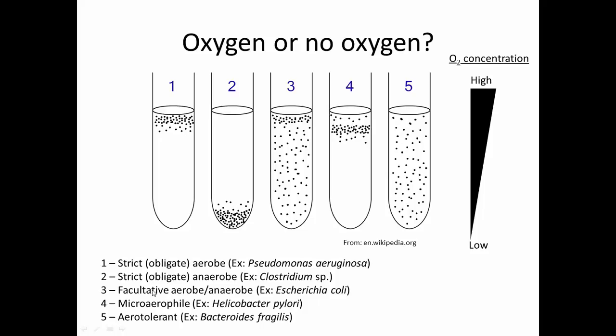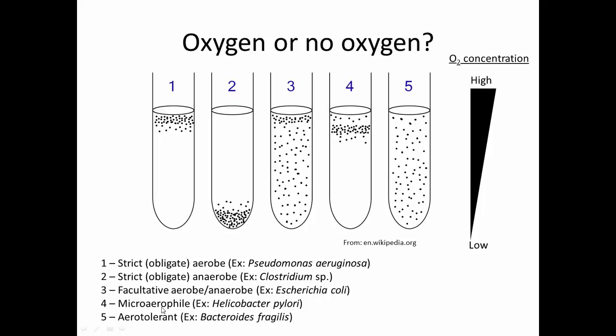But a lot of bacteria, like E. coli, for example, are what are known as facultative aerobes or facultative anaerobes, meaning they can grow in an aerobic environment or they can grow in an anaerobic environment. So they're pretty versatile, and E. coli certainly is pretty versatile.